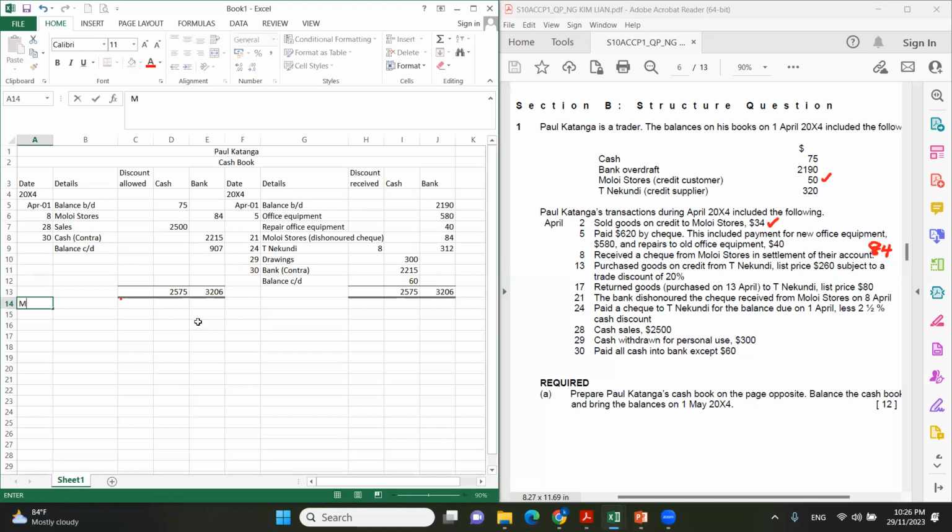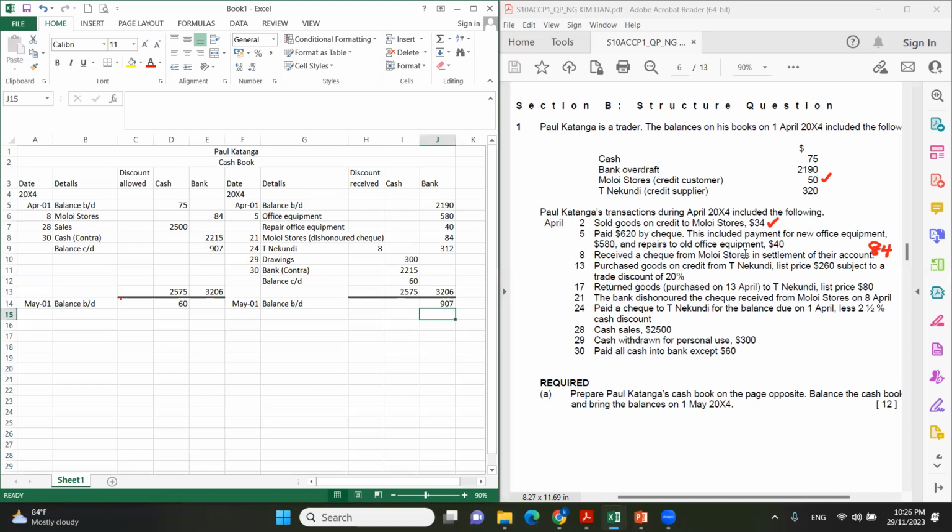As May 1st, balance brought down. And this amount, 60, sits in here. Another entry, bank, this is the overdraft, 907. So that is how we tackle the cash book question.